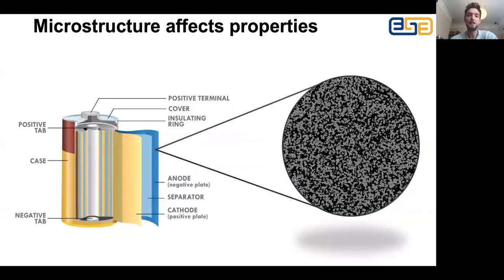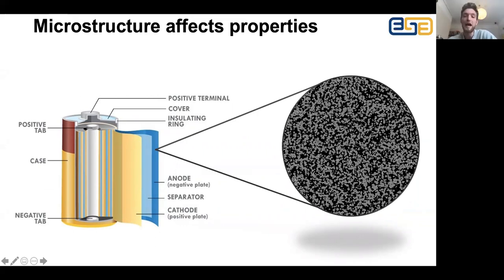The reason this is so interesting for us is because structure, and microstructure in particular, has a really strong influence over electrochemical properties. So here we've got an example of an NMC cathode, where we have three phases. We've got the active material, which is gray. We've got the binder, which is white and holds those active material particles together. And then we've got a porous phase, which is the black.